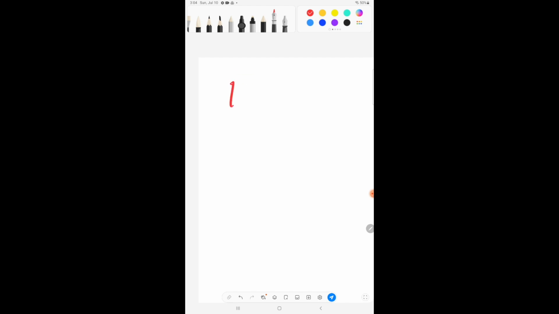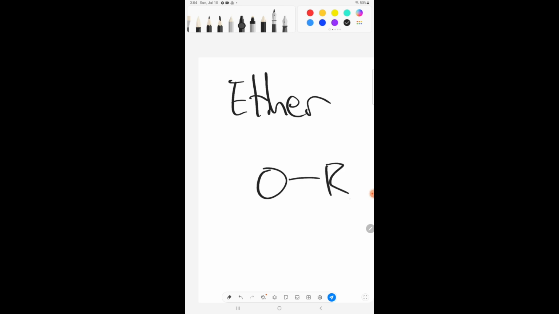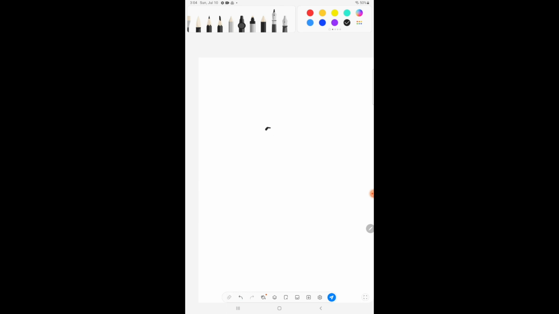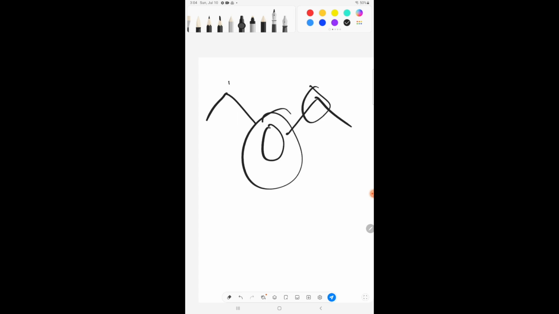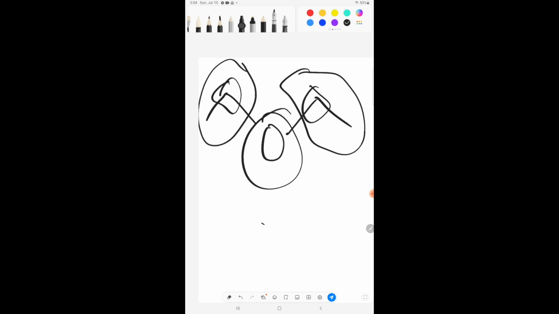All right, an ether. Whoops, I want to keep it consistent. So an ether is an oxygen with two R groups, two alkyl groups. So, for example, we can have this molecule. You have the O right here, the oxygen, and two R groups. Or you can say this is the whole R group. So yeah, this is an ether.